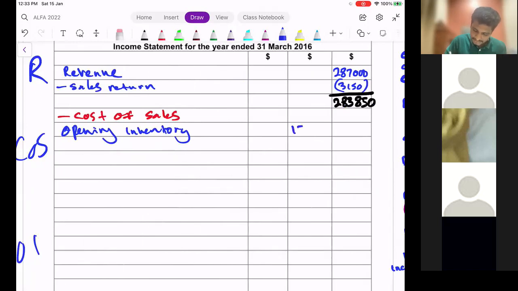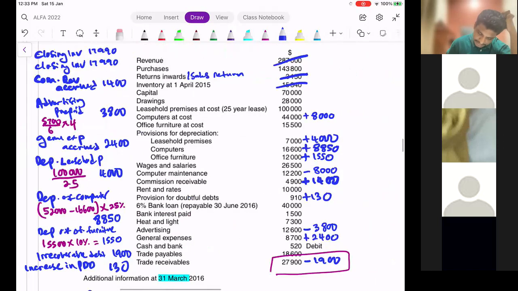15,340. Write in the second line. After that, we have the purchases. How much is my purchases?